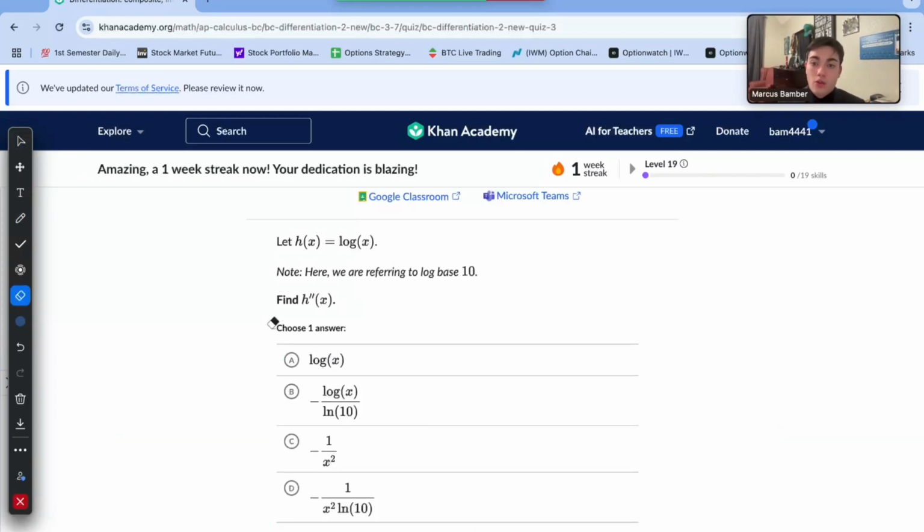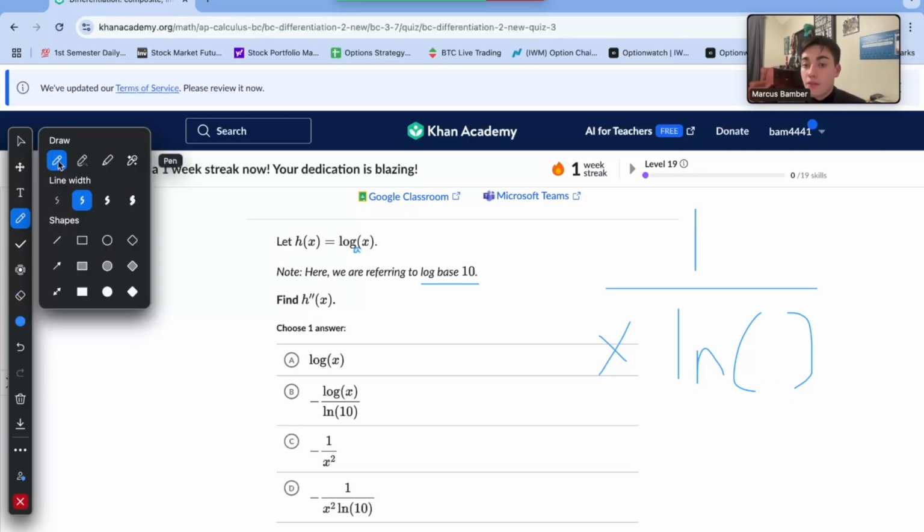Moving on to our next question, we have h of x is equal to log of x, and we're trying to find the second derivative of log of x. Notice that whenever we're referring to these, the base is a. We're going to just set this equal to 10 very soon. But the derivative of a log is 1 over x natural log of a. Natural logs are a lot more helpful in calculus. So a is equal to 10, so we just substitute 10. This is our first derivative.